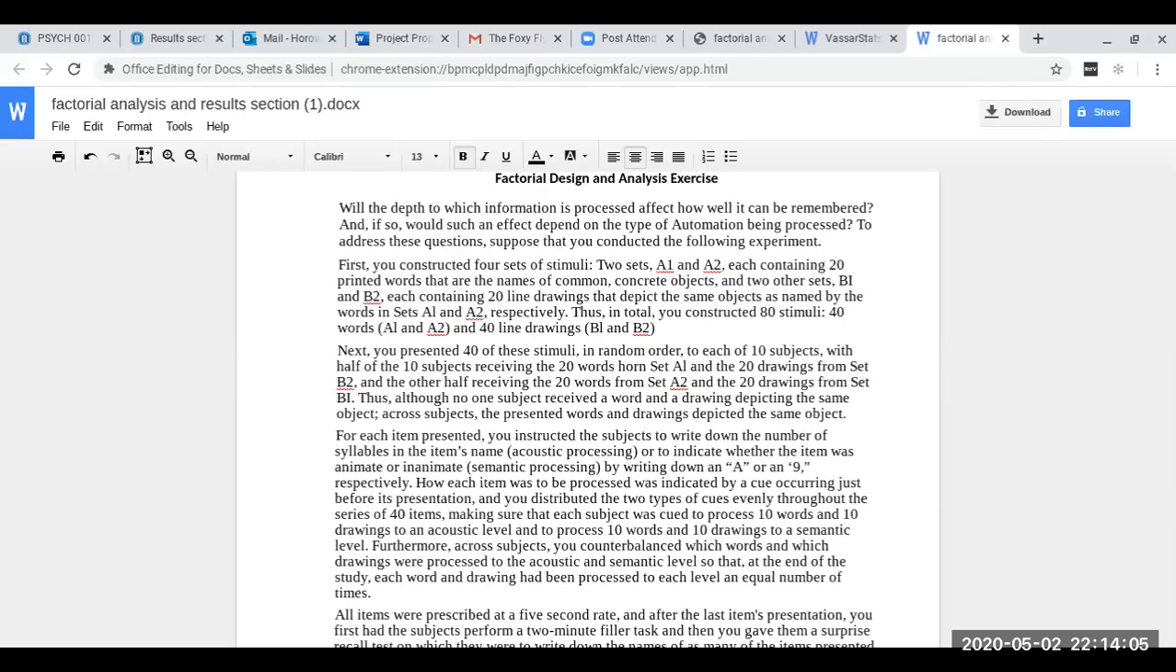So if I were to say, Barney went to go sit in a chair, and then the word chair, you ask, is that animate or inanimate? Well, because it's not a living thing, it would be an inanimate object. So you would write down an A, or I don't know why it says 9. I'm going to change this really quick to an I.